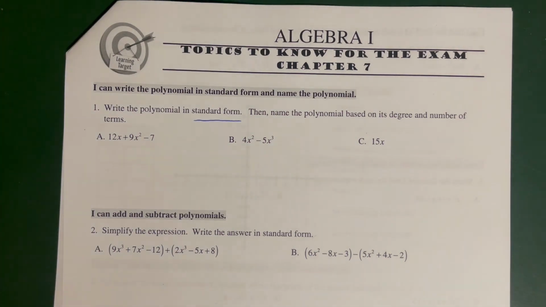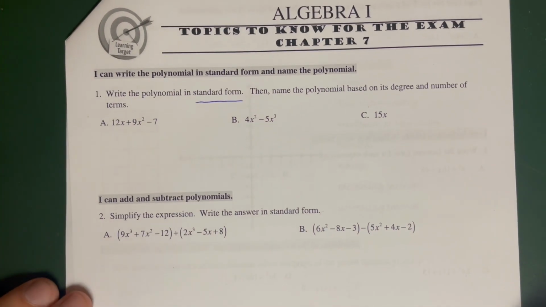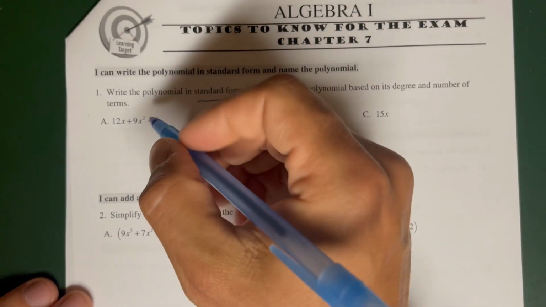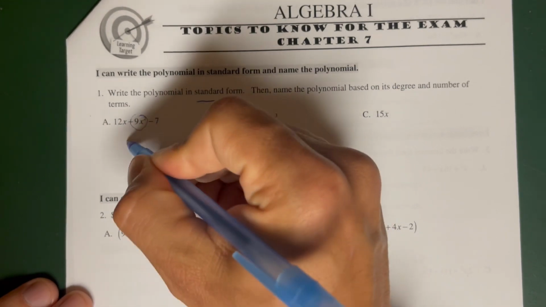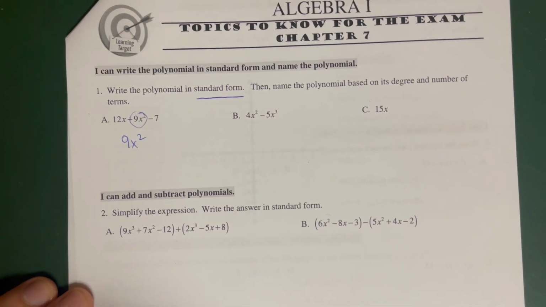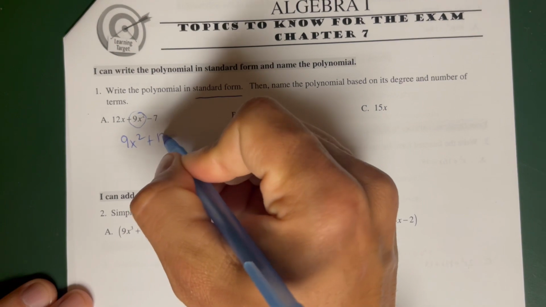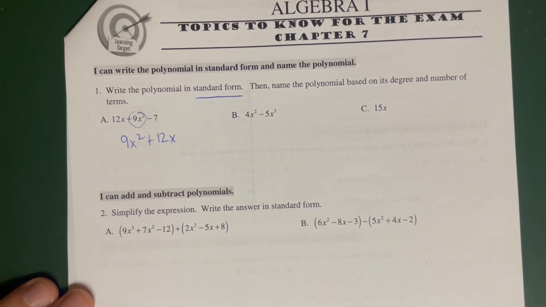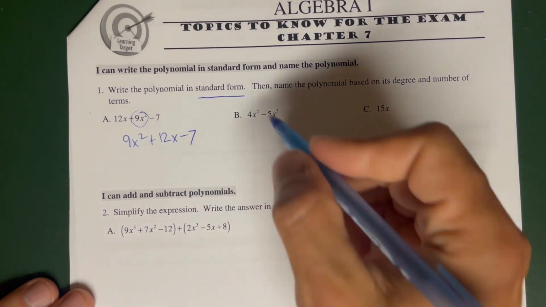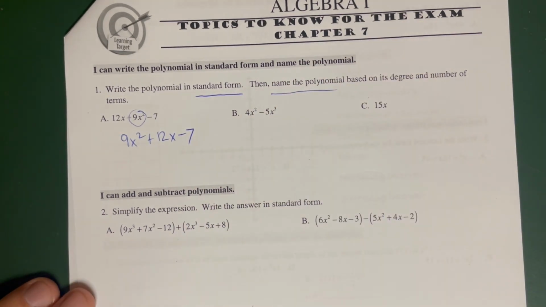In this case, we want to put it in standard form. Standard form means I'm going to start with the highest exponent first, and so the 9x squared is going to go first. And then the 12x is going to be second because it's really 12x to the first. And then the minus 7 is going to come down here. It says then name the polynomial based on its degree.